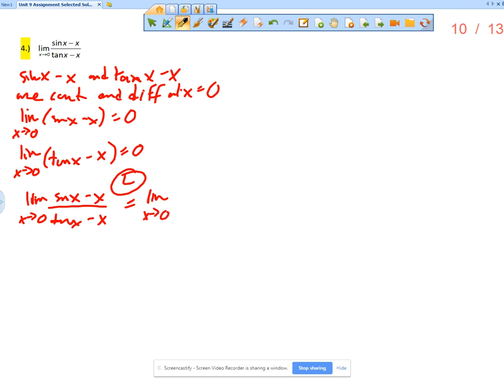the limit as x approaches 0 of, well, what is the derivative of sine? That's cosine x, minus the derivative of x, which is 1, over the derivative of tangent, which is secant squared x, minus 1, right? So now, of course, we would reevaluate. Cosine of 0 is 1, minus 1 is 0, over secant of 0, which is 1, minus 1 is 0. Right? So what does that mean?